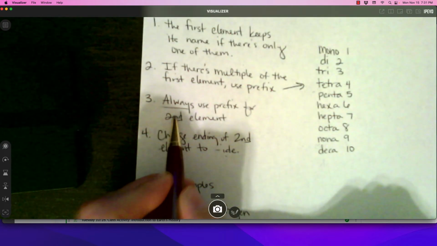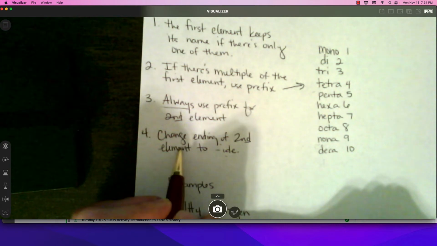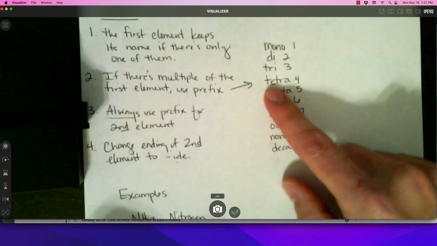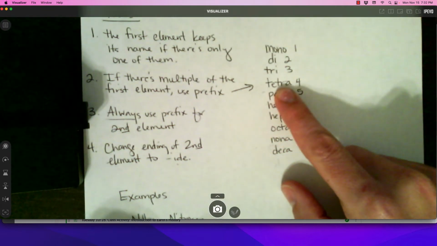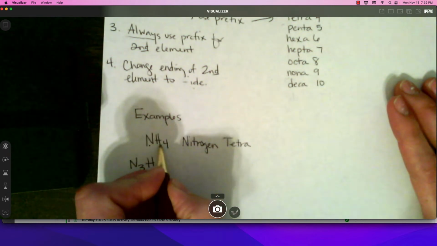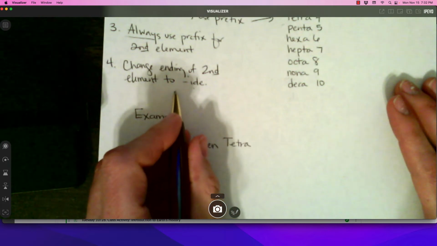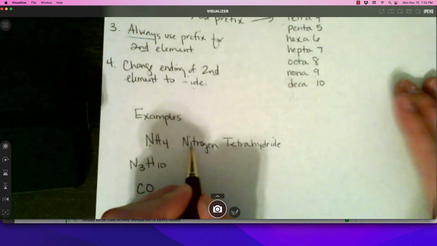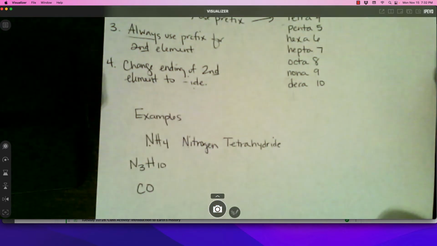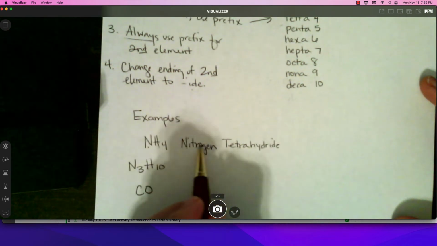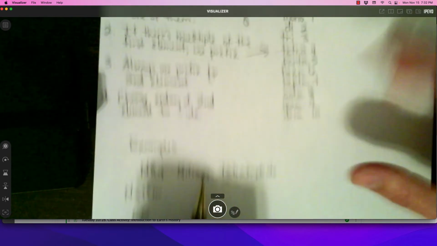And then the second element always uses a prefix, and we change the ending of the second element to "ide." So I'm going to use rule 3 and 4 here. So for the number 4, you come over onto your list right here. The prefix is tetra. So I'm going to write tetra. And then hydrogen. But because I'm changing the ending to "ide," it's hydride. So this name is nitrogen tetrahydride. And you could also back that out. You could create the compound using the name, working it backwards if you have these prefixes.